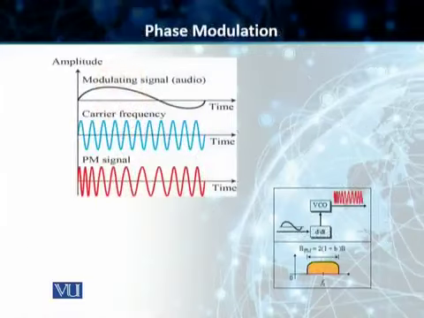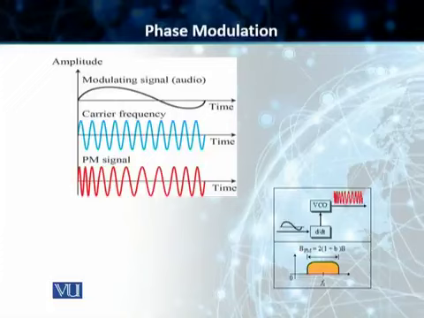Students, phase modulation or PM is the third one of our analog to analog conversion techniques. In this case, the phase of the carrier signal is modulated to follow the changing voltage level, or the amplitude, of the modulating signal. Students, amplitude and frequency remain constant, whereas the phase changes in this particular case.